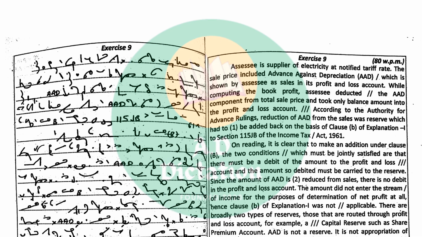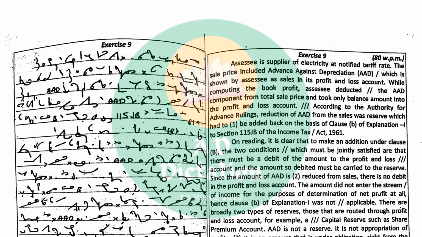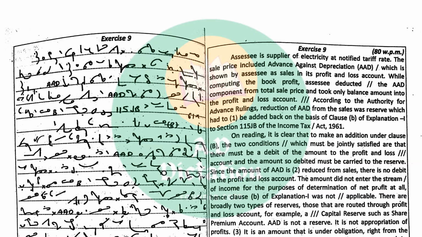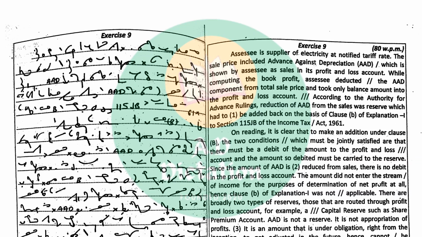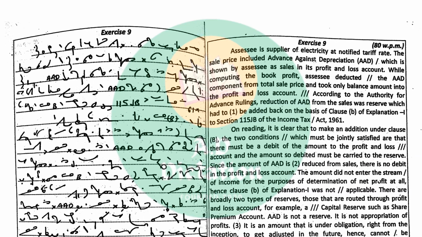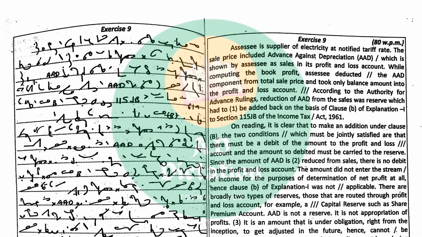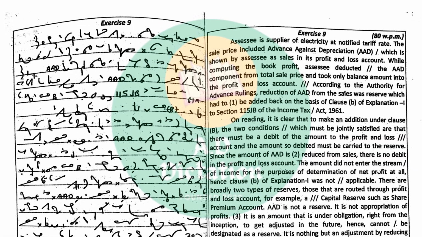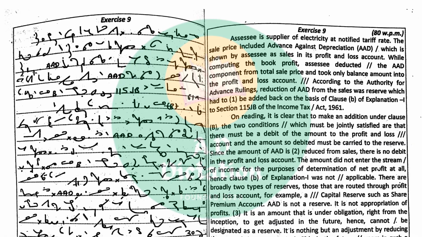SSE is a supplier of electricity at a notified tariff rate. The sale price included advance against depreciation (AAD), which is shown by SSE as sales in its profit and loss account. While computing the book profit, SSE deducted the AAD component from the total sale price and took only the balance amount into the profit and loss account.